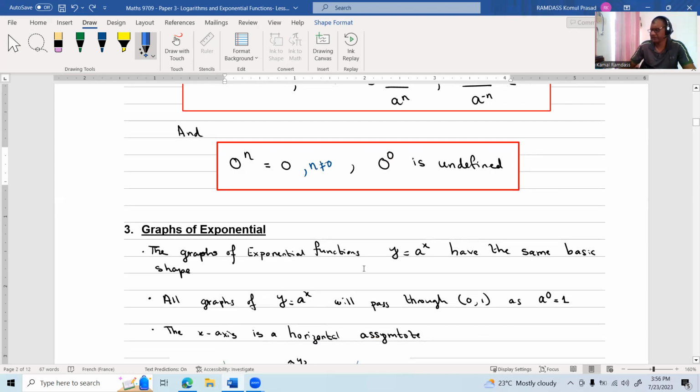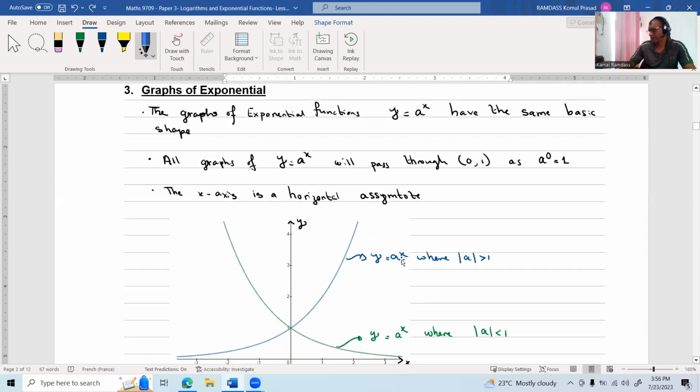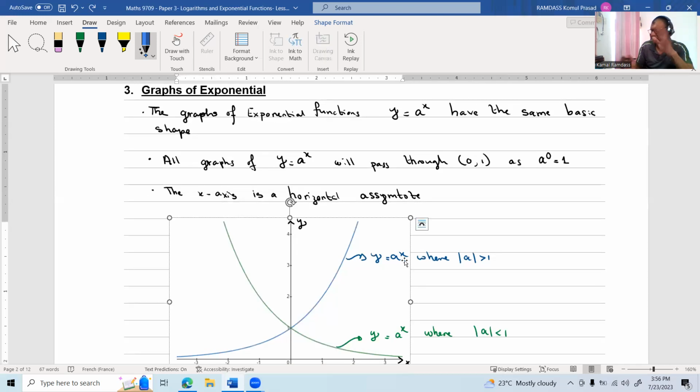The graph of exponential function y is equal to a to the power of x have the same basic shape. OK? Et peu importe la valeur de a, et basic shape, oui, mais il y a deux, divisé en deux, where modulus of a greater than 1, dans sa formule. OK? Et where modulus of a less than 1, dans sa formule. OK. Et nous trouvons que ça va un graphe là, comment dire, they are symmetrical, non, not symmetrical, they are reflection of each other. OK. Façon mon fait, dis-moi, ça veut dire la valeur de A qui mon prend. OK. Et they are reflection of each other.